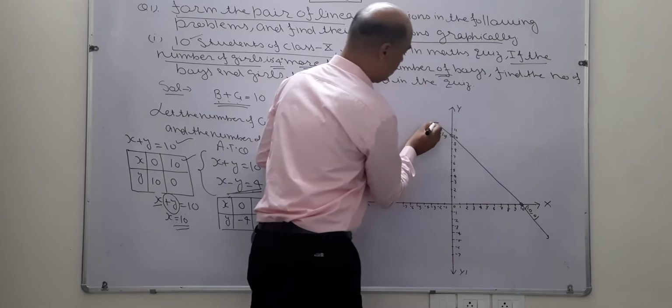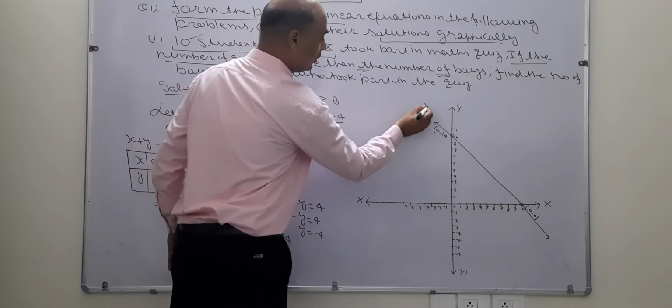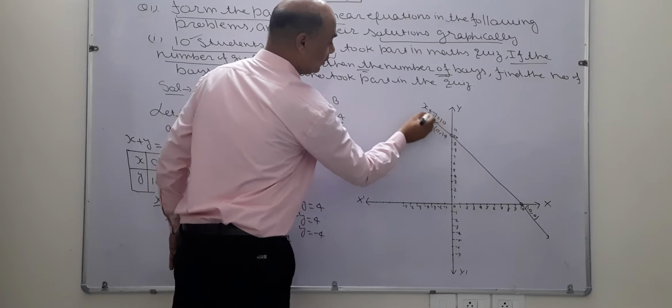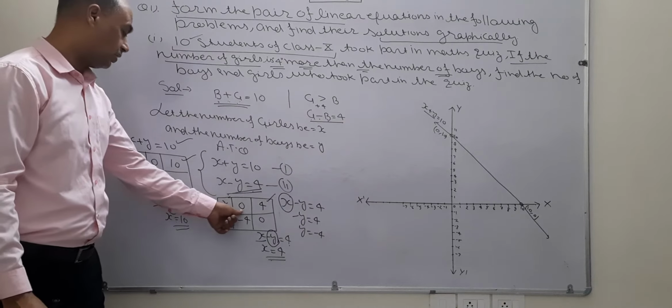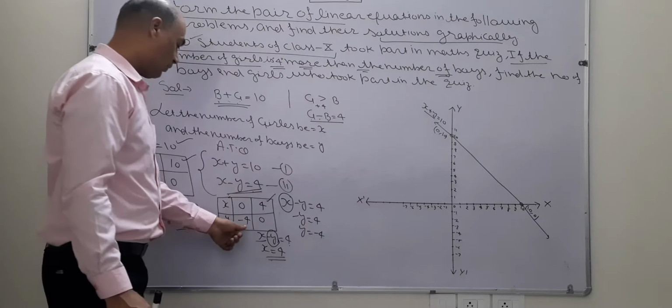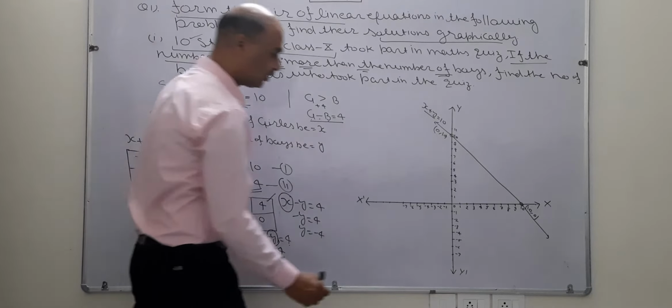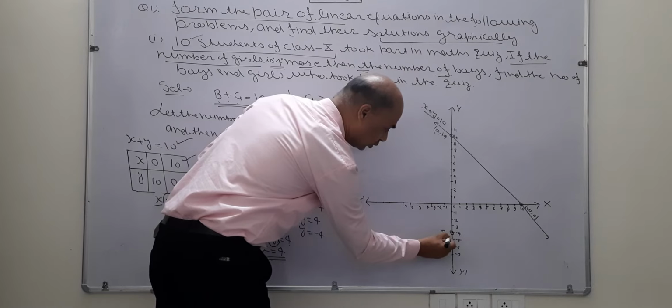So this graph line represents x plus y equal to 10. Now I am going to draw the graph of the second. In this, x is again 0. At this point x is 0, and the value of y is given as minus 4. Where is minus 4? At this point, minus 4. So the coordinates become (0, minus 4).